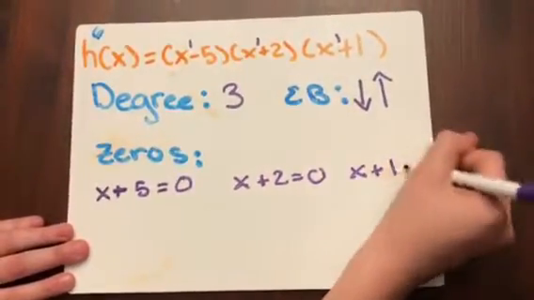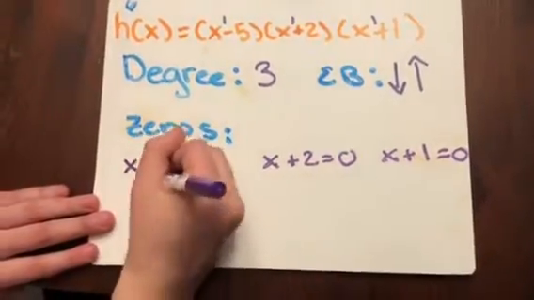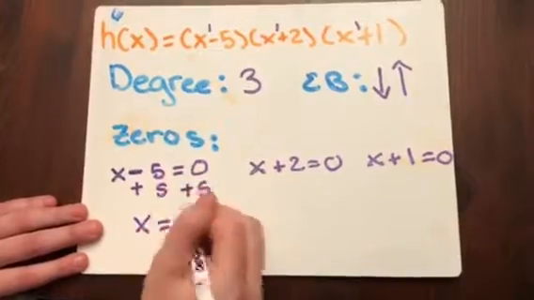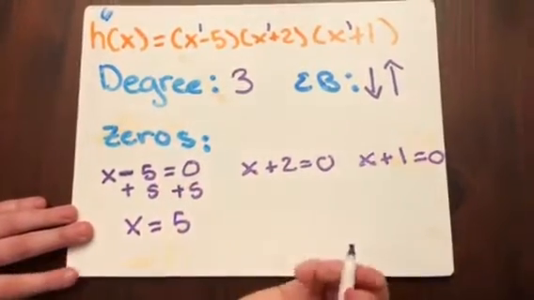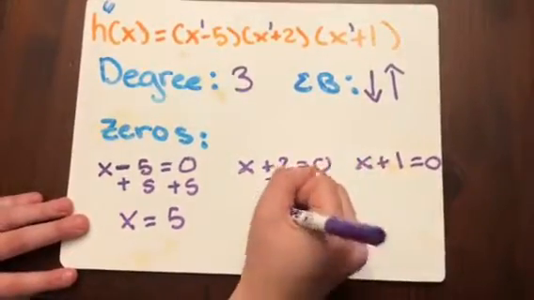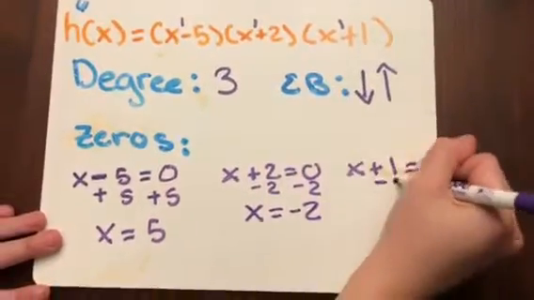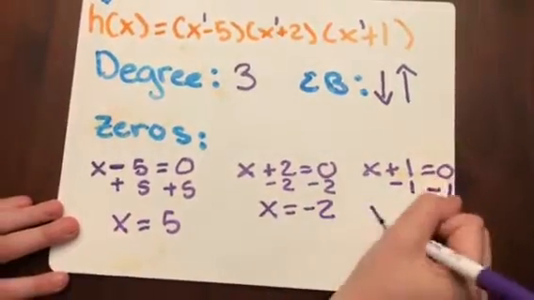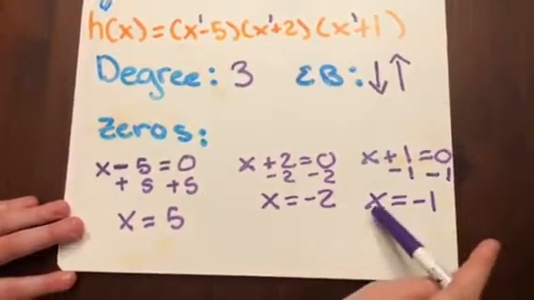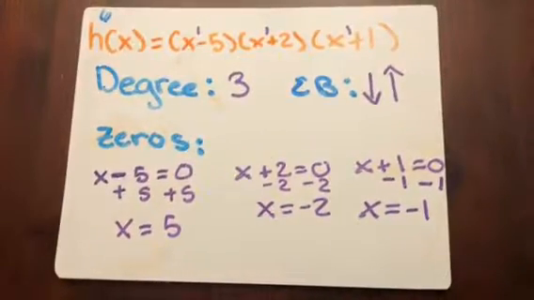And x plus 1 equals 0. So for this one, we would add the 5 to both sides. So one of them would be x equals 5. For this, we're going to subtract the 2 from both sides, and x would equal -2. This, we're going to subtract the 1, and x would equal -1. So these are each our 3 zeros, or the 3 times that the line will cross the x-intercept.